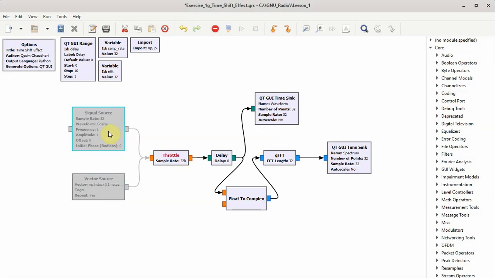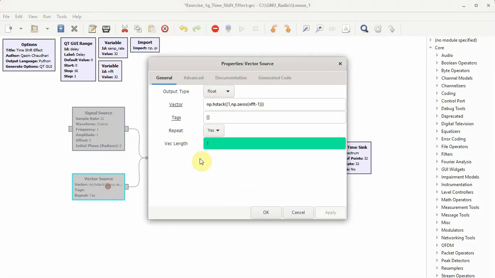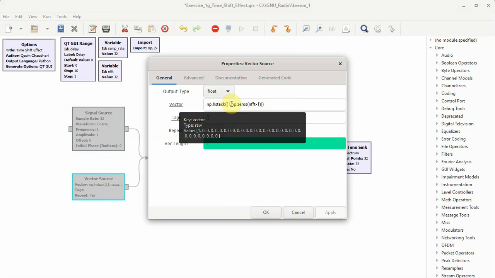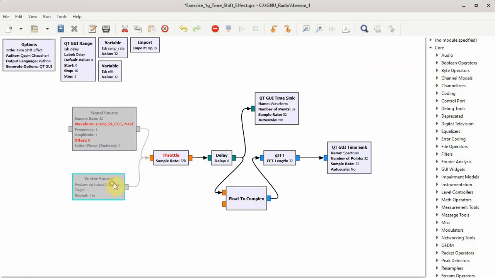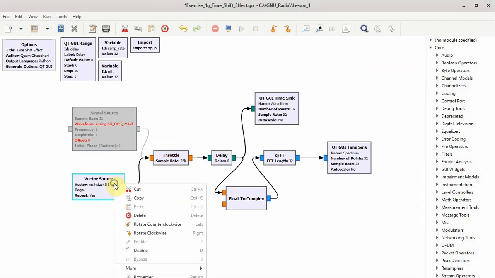We will disable the signal source and we enable the vector source, which I told you is producing a vector of 31 zeros preceded by a single 1. So basically we are simulating an impulse in time domain. Let us enable this through E or selecting the enable option here.